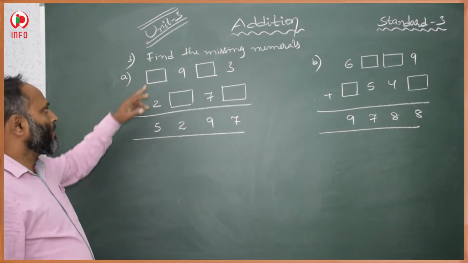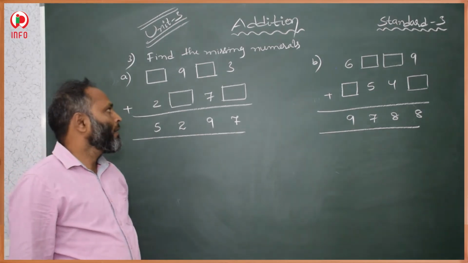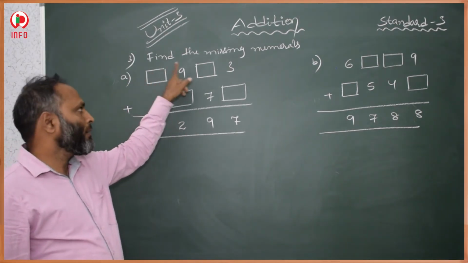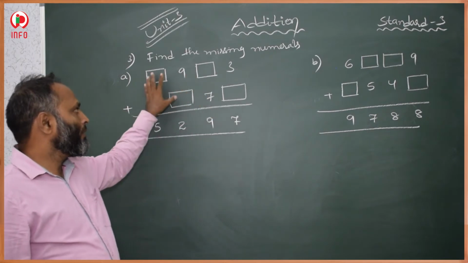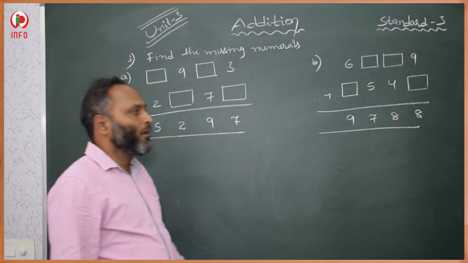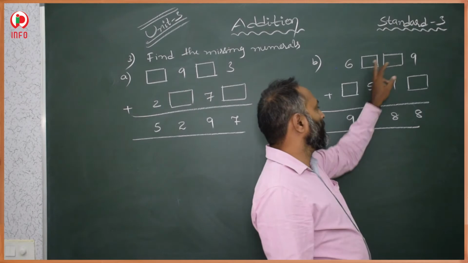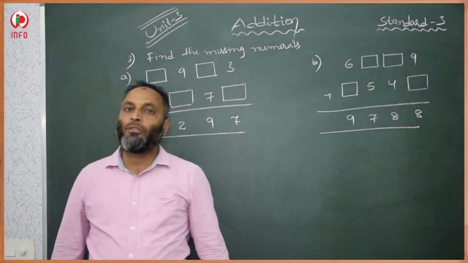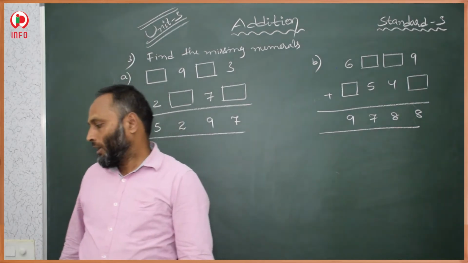Yes, now students, here find the missing numerals. Here we have to find missing numerals. Here one numeral is missing, here one, here one, here one. Total 4 numerals are missing. Here also 1, 2, 3, 4. We have to find 4 missing numerals in each question.